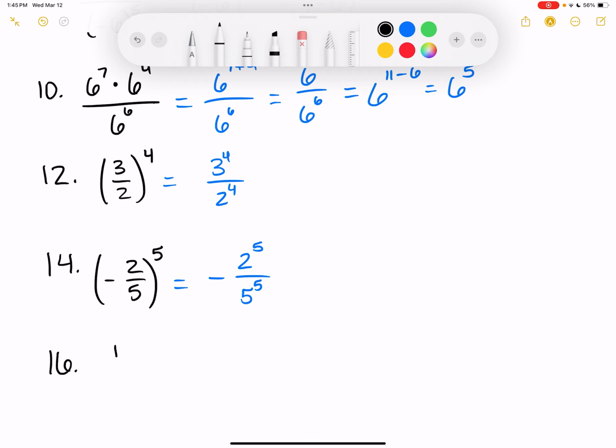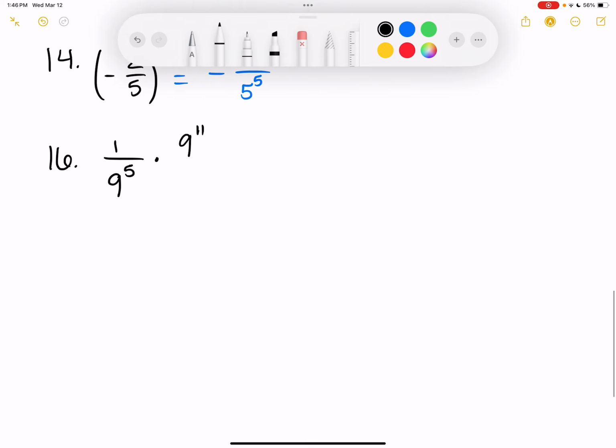Number 16: 1 over 9 to the 5th times 9 to the 11th. What do you think I need to do with this one? Simplify. Well, that's the instructions. Okay, now how do we distribute? You can't distribute. Well, no, you can. Let's just simplify. You could do 9 to the 11 plus 5. How about you do the fraction first?